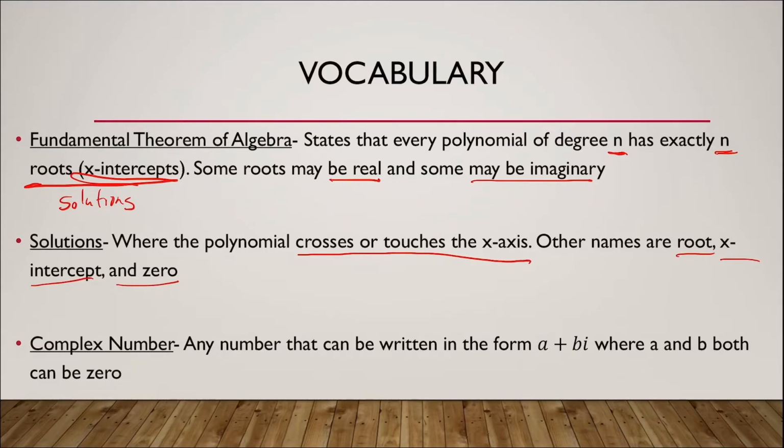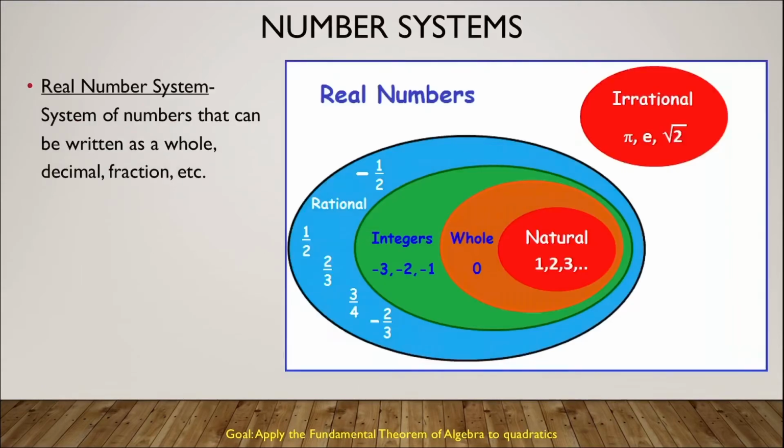A complex number is any number that can be written in the form of a plus bi, where a and b both can be 0. Alright, so our number systems. I have the real number system, which is a system of numbers that can be written as whole, decimal, fractions, etc. We'll go over more detail in this, and I believe Unit 5, so the next unit.